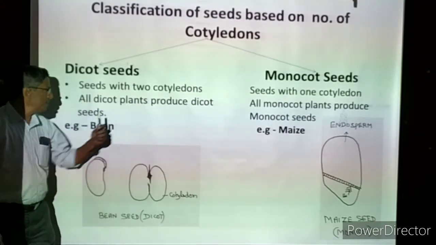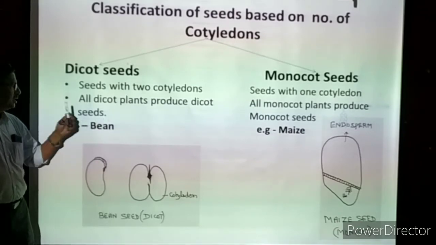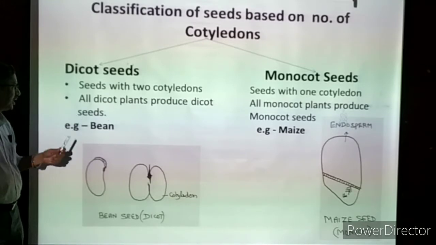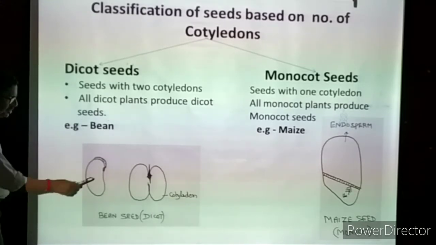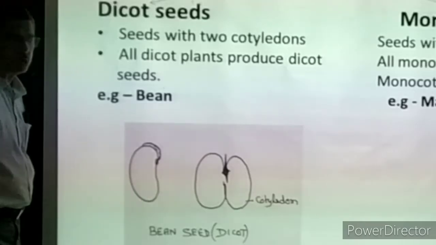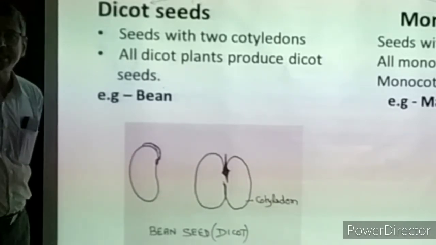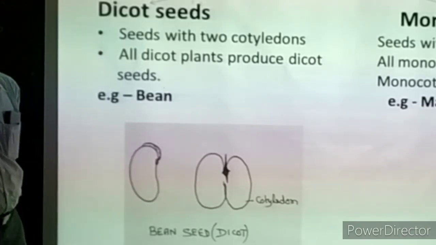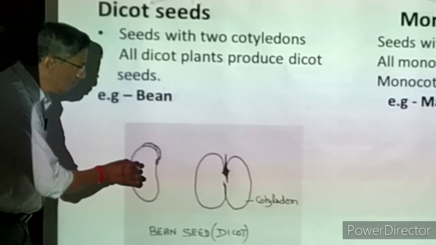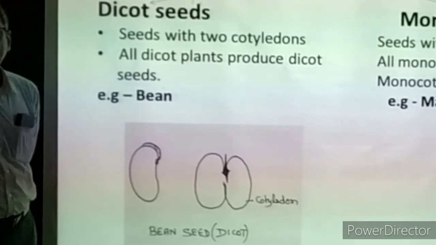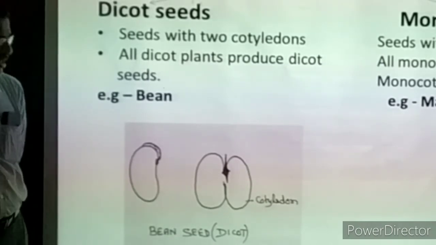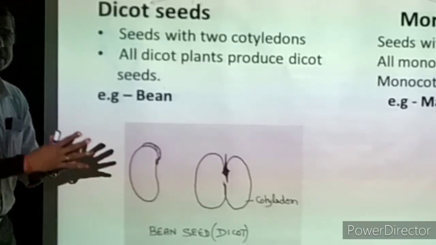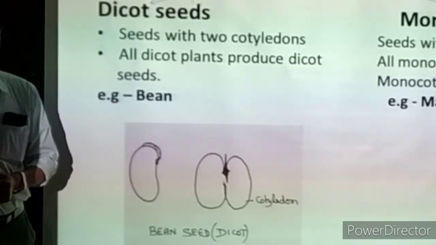So they are called dicot plants. All dicot plants produce dicot seeds. That name itself we are calling them as dicot plant because they are producing dicot seeds. Example, bean. Now this is the bean seed. Normally we are getting these dried bean seeds from the provision store. If it is dried, we can soak it in water for about 1 day. It will imbibe a lot of water and become very soft. If you press at the bottom, the seed coat will come away.